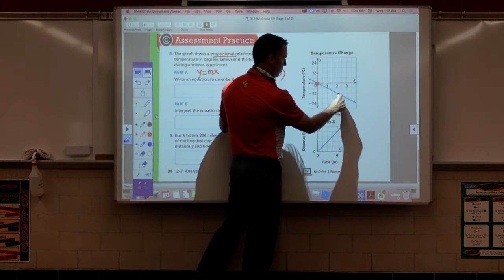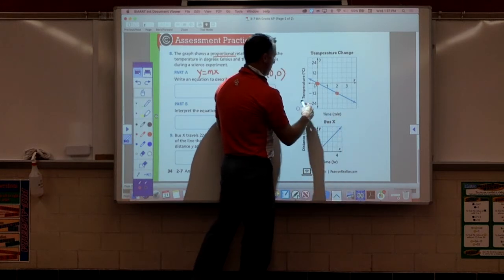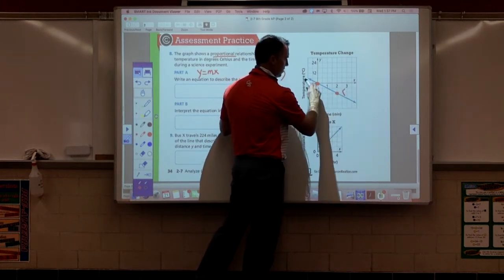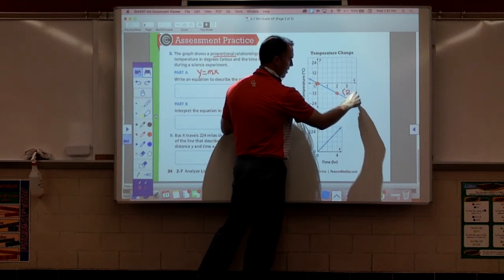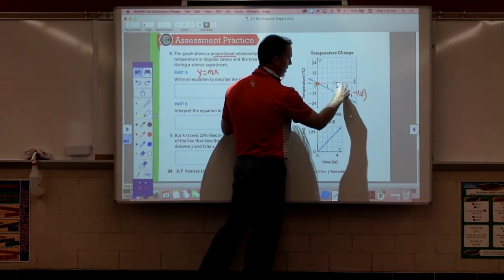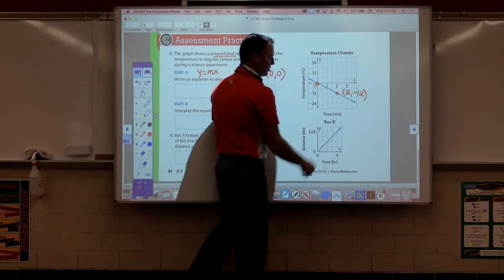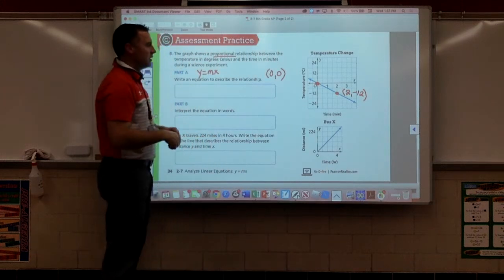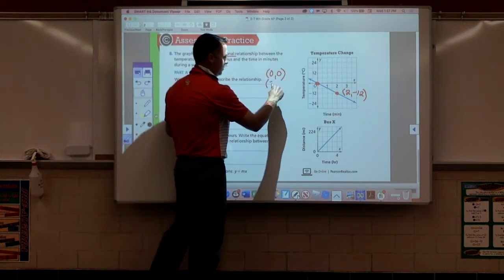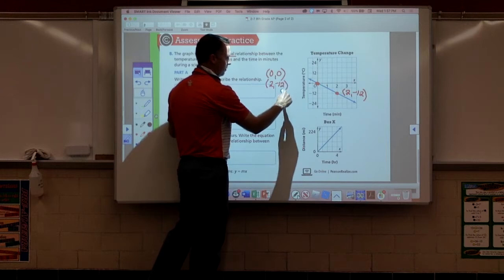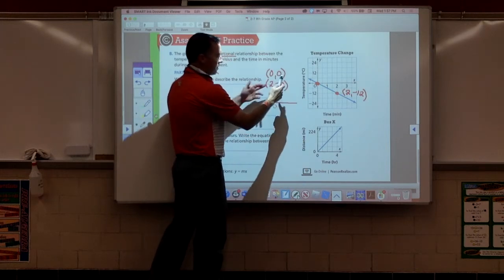How about this one? That's negative 12 too, right? No. It's 2, and then negative 12. You run and then you jump. Well, in this case, you're jumping down. 2, negative 12. Okay, so find the slope, folks.